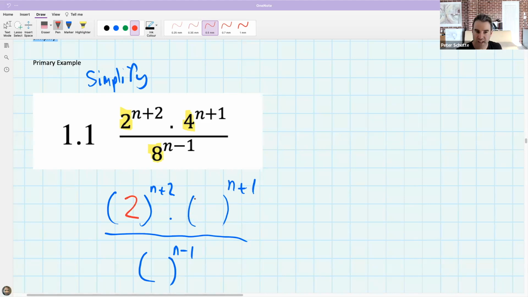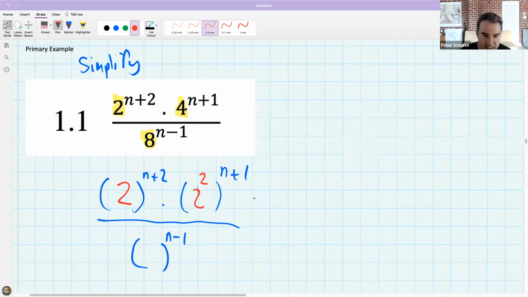But 4 can actually be written as 2 squared. And that's good news because now the base is 2. But the one problem is you have to deal with this part here. Now, Oratile has asked, can we multiply the 2 and the 4?